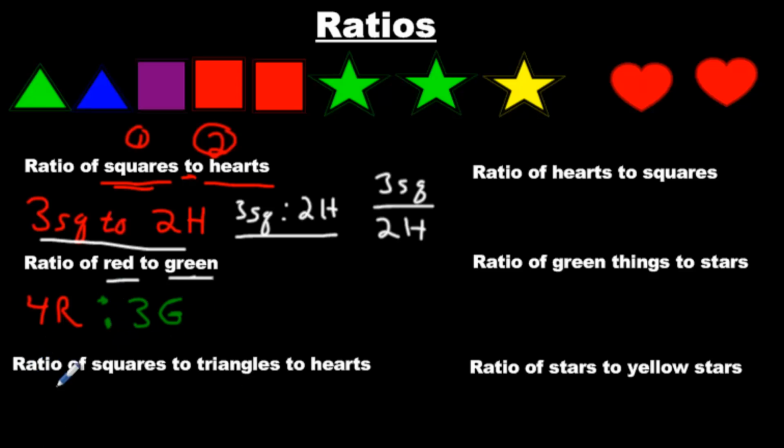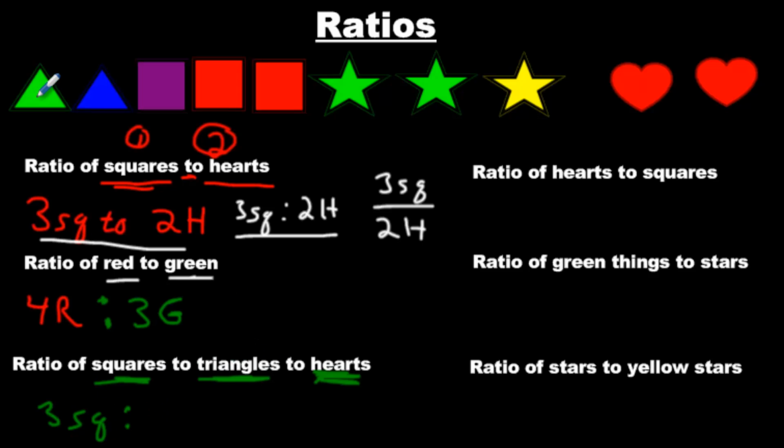That's good. Write the ratio of squares to triangles to hearts. Oh, we have 3 things. Okay, so we have squares first. We have 3 squares. And I'll put dots again because it takes up less space vertically.